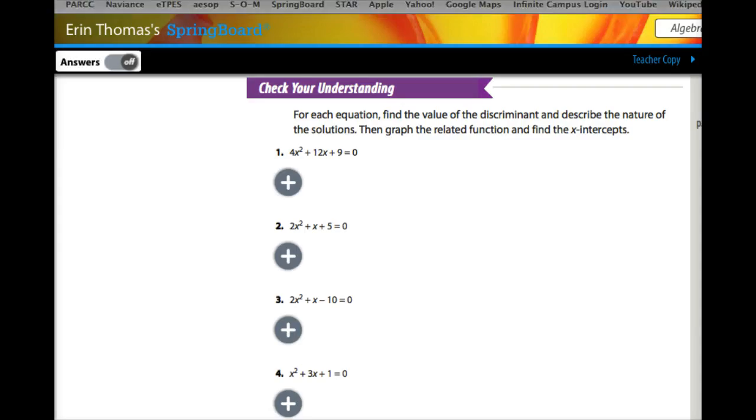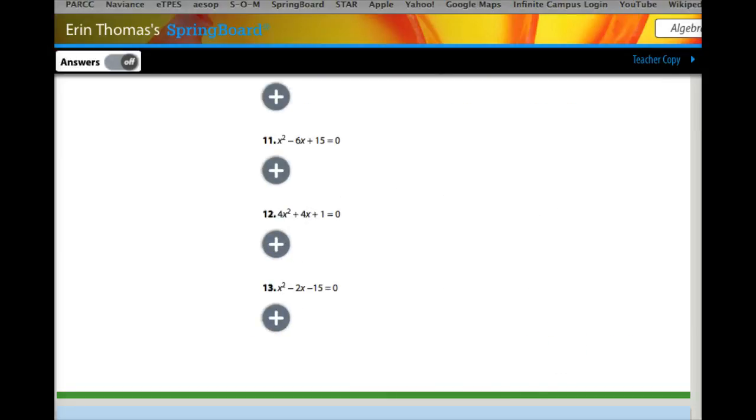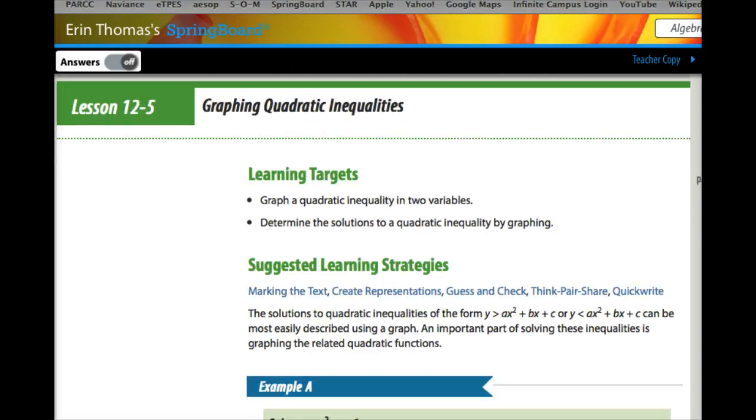So if you want to turn the page again, we are on page 206. So I'm going to go over here in my online Springboard book and bring up lesson 12.5. So here we're going to graph quadratic inequalities and determine solutions to them by graphing. All of the work here, just like in 12.4, is in the graphing calculator. So I'm going to require you to write some things down. However, the bulk of your work is really done on your calculator.